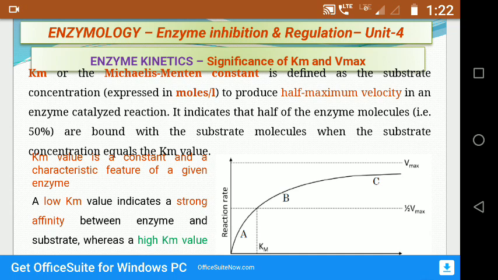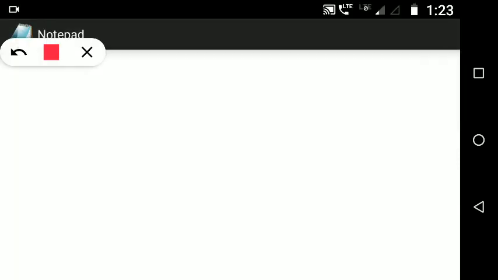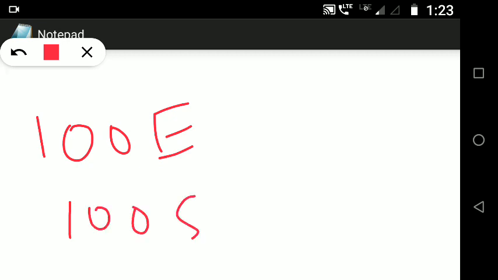In other words, simply we can say that it is the substrate concentration level at which 50% of the enzyme molecules are bound by substrate molecules. So suppose we have 100 enzyme molecules, and suppose we use 100 substrate molecules for a particular enzyme.